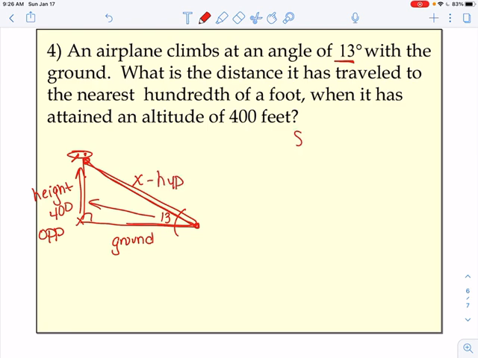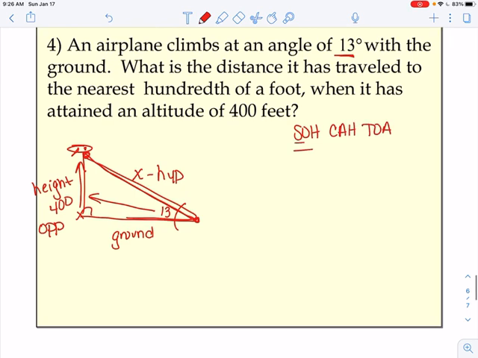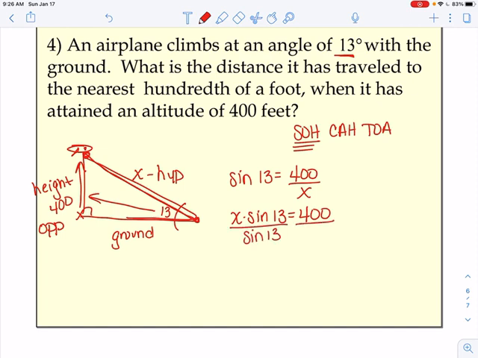So we're going to, again, if I rewrite SOHCAHTOA one more time, I have the opposite and the hypotenuse, so I'm using the sine. So the sine of 13 is going to be opposite, which is 400, over your hypotenuse, which is x. Cross multiply. X times the sine of 13 is going to equal 400. In this case, x is not by itself, so we'll divide both sides by the sine of 13, and x should equal 1,778.16. Again, it said to the nearest hundredth. Hundredth is 2 spots after the decimal, so that's why I did the 0.16 at the end there.